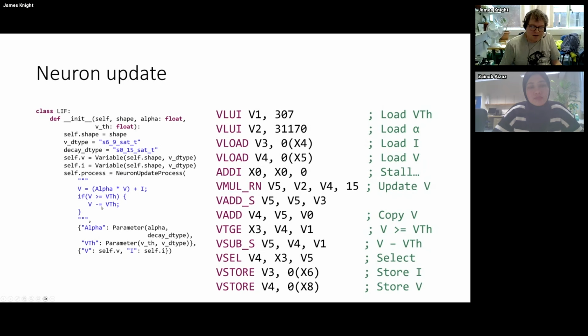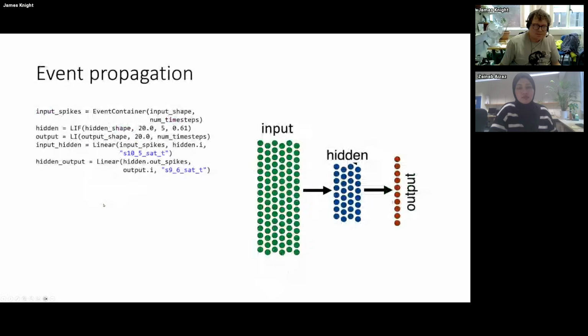And this run through our compiler ends up looking something like this, which you should recognize from Zainab's slide about the instruction set. So you can see here that you've got some immediates being loaded. So these are the constant parameters. We're loading some state variables, doing a little bit of maths, and writing back the state variables. And here we're using this select mechanism to determine whether to update the voltage based on the spike or not.